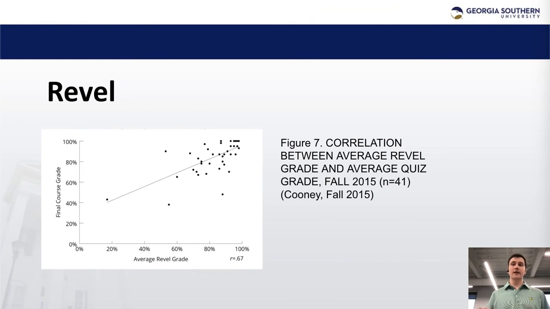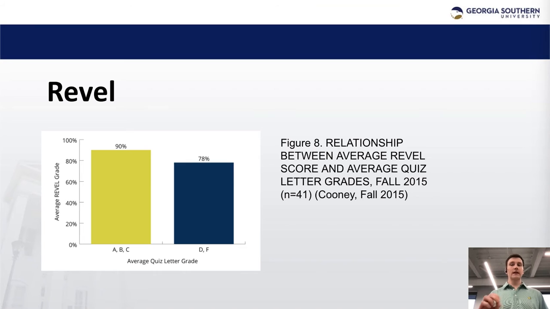Figure 7 shows that there's a strong positive correlation between Revel grades and final course grades, where R is equal to 0.67 and P is less than 0.01. Figure 8 shows that the higher the average Revel grade, the higher the average quiz letter grade. In this case, we have an increase from 78% to 90%.